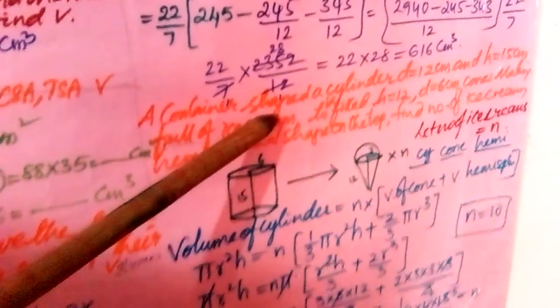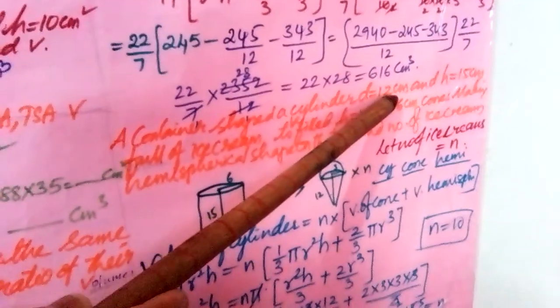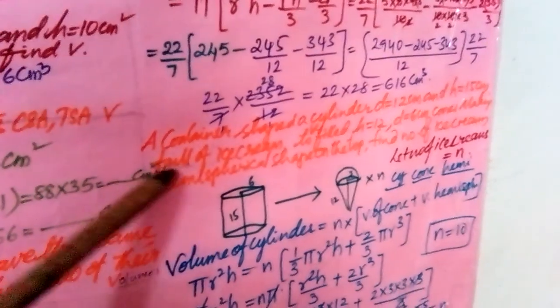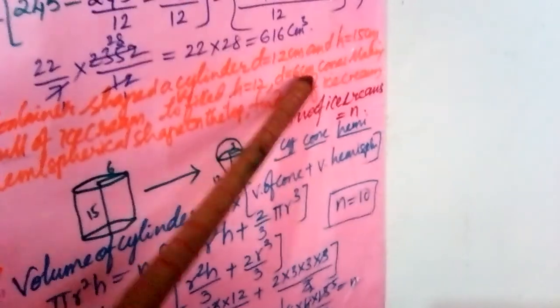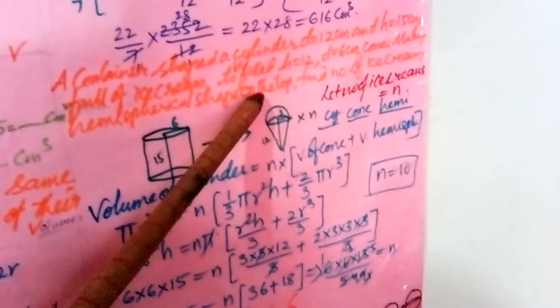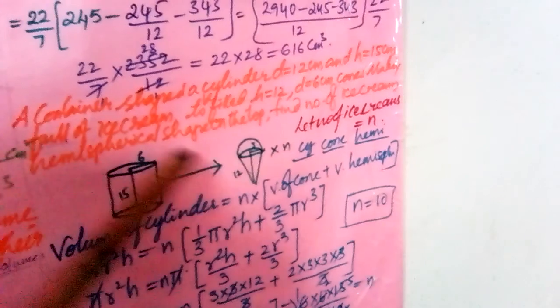A cylinder-shaped container, diameter 12 centimeters and height 15 centimeters, is full of ice cream. It has to be filled into cones of height 12 centimeters and diameter 6 centimeters, making a hemispherical shape on the top. Find the number of ice creams that can be prepared from this container.